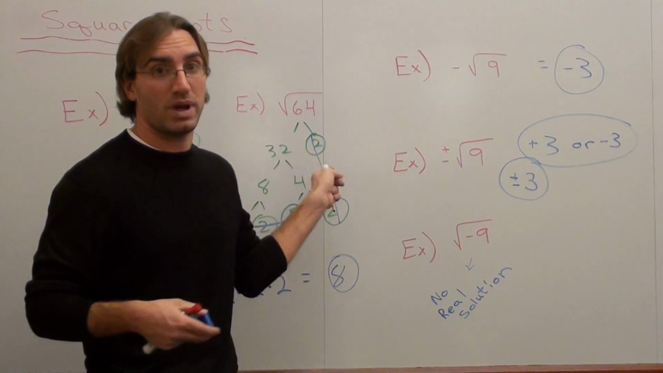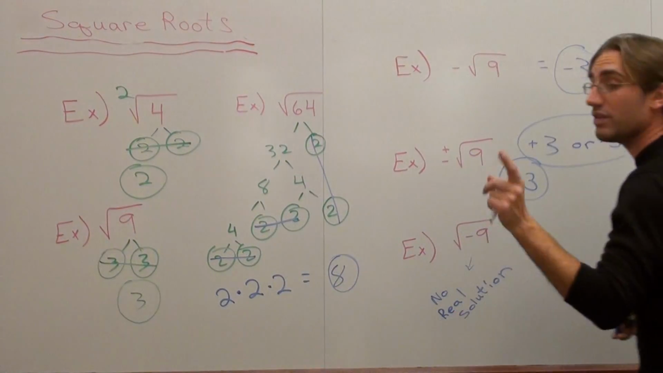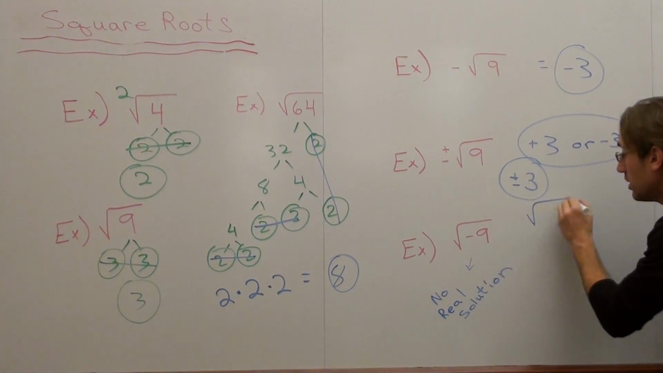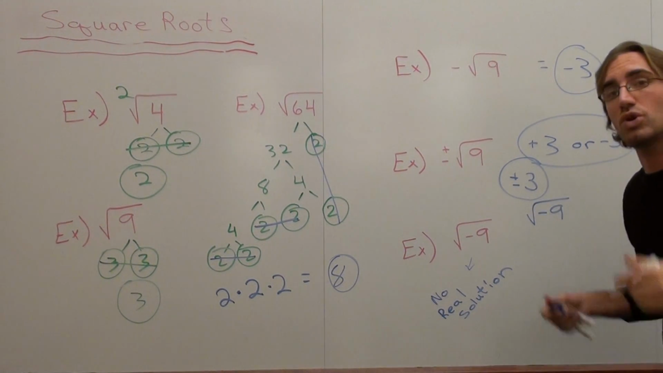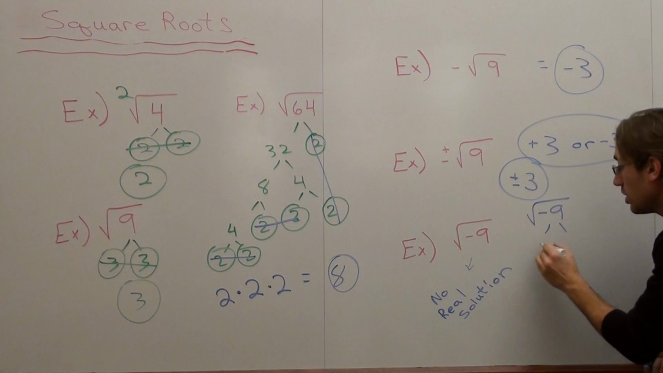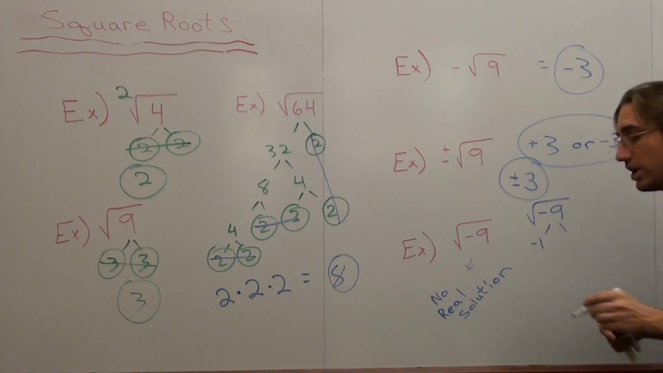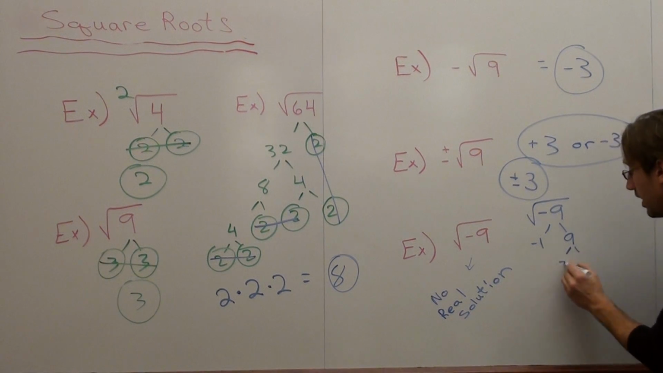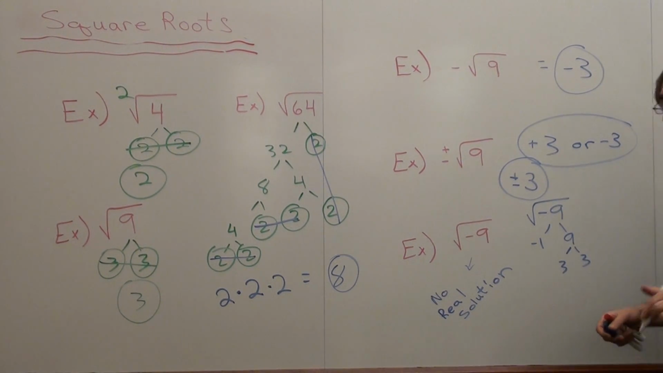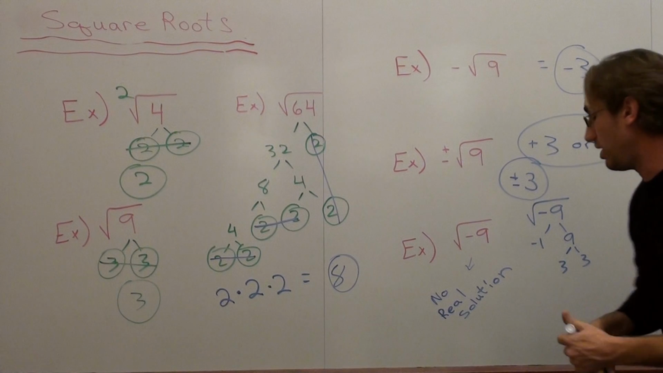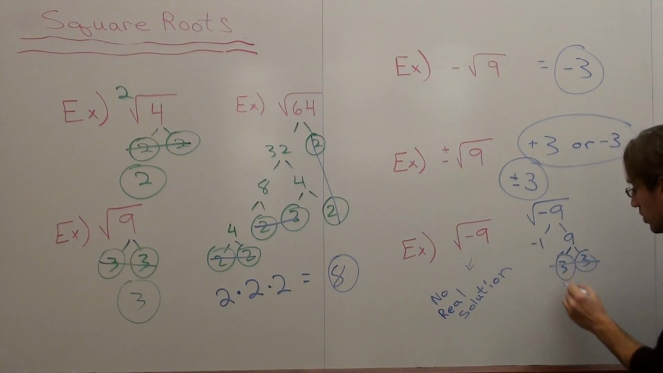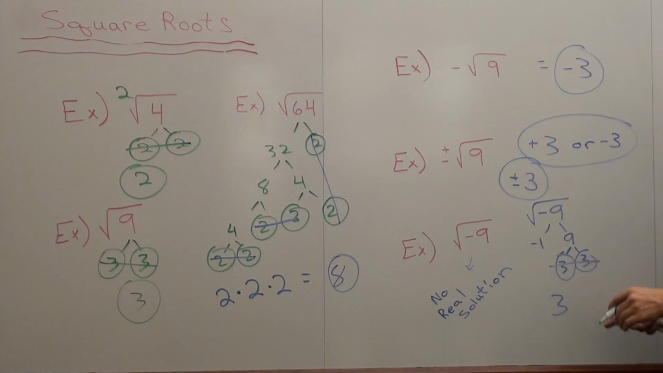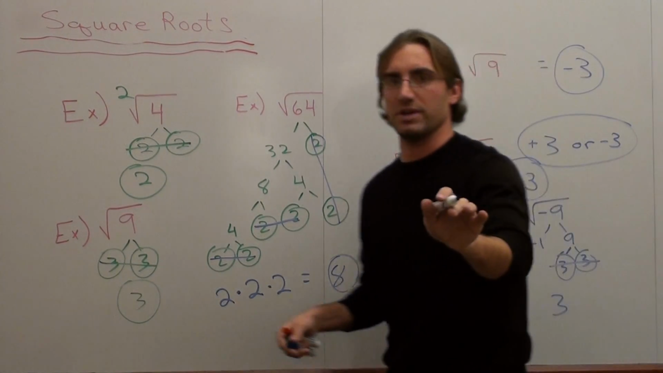And I'll show you using my method right here. So you have the square root of negative 9. You can actually do this. What you do is this. You split it into negative 1 and 9. You split the 9 into 3 and 3. Now, like I said, every pair goes out. So the answer is 3. You're like, well, no, the answer is not 3. I agree, it's not 3.